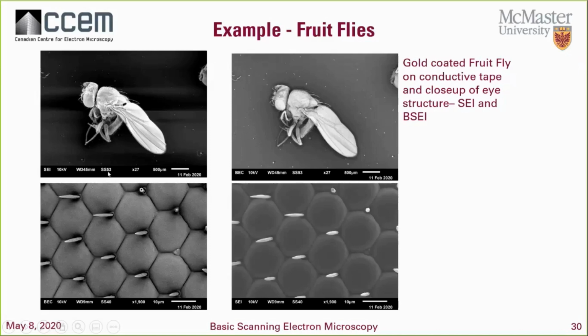So in this case, we can image the eye here. What we've done is go from a larger probe current to a lower probe current to reduce the charging, to image the finer structures in the material.